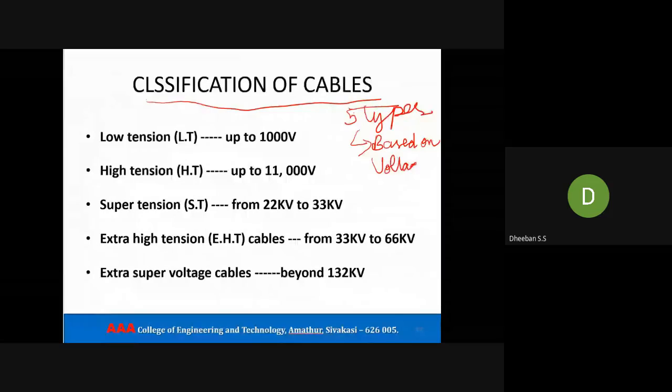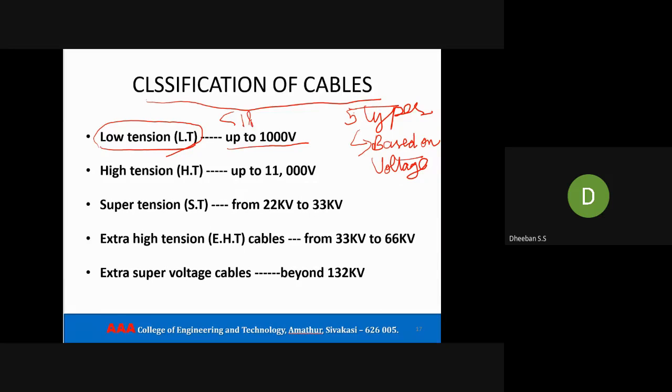Low tension, or LT cables: the voltage level will be up to 1000 volt. So in our college at AAACT, that's a low tension LT line. So the voltage will be up to 1 kV. So next is your high tension line. So it will be up to 11 kV.